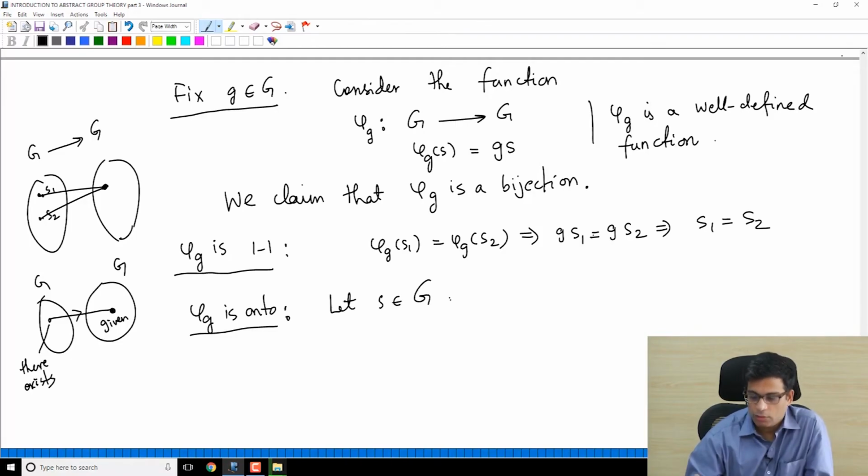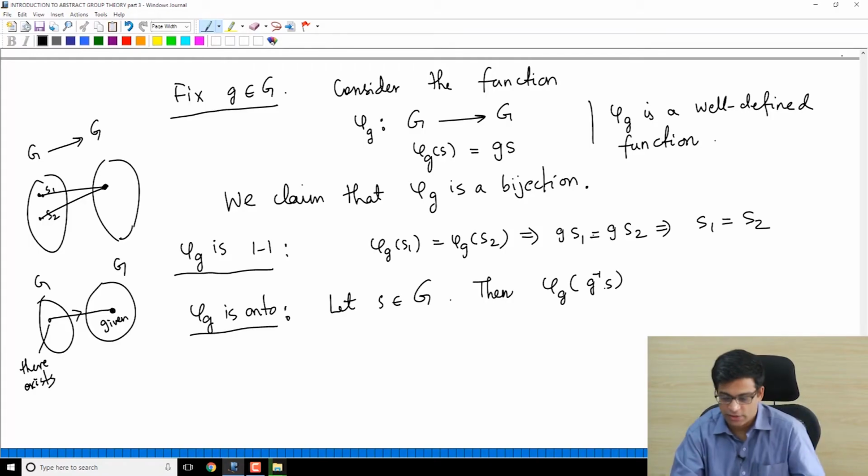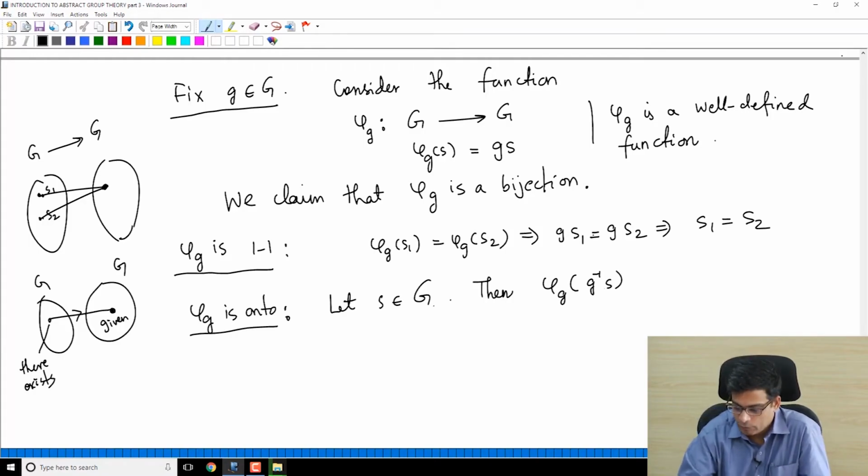So which element maps to this? So then phi g of g inverse s. Let's consider g inverse s, right? If s is in G, g inverse s is also in G. So what is phi g of g inverse s?